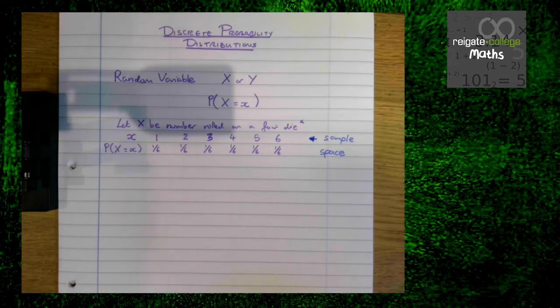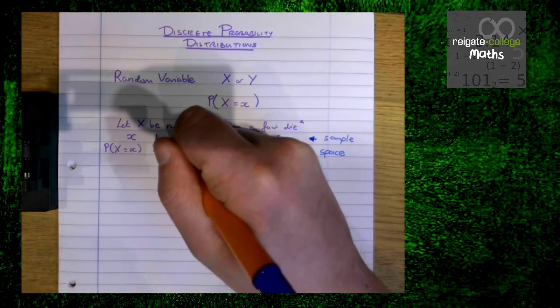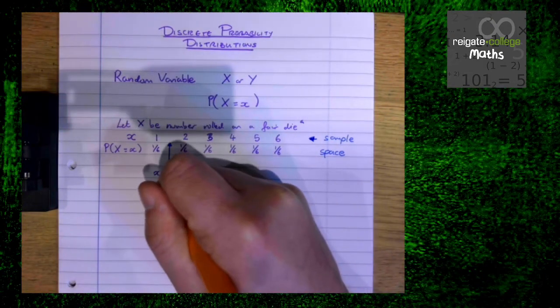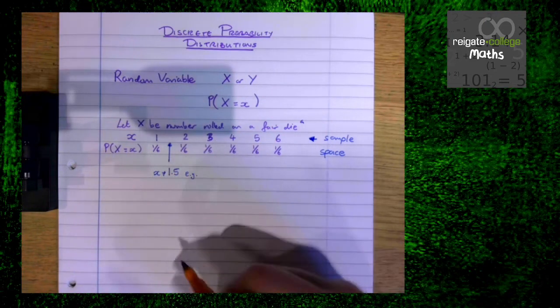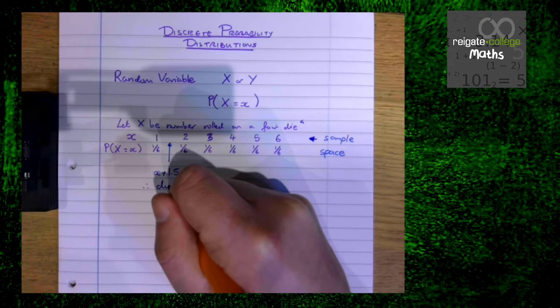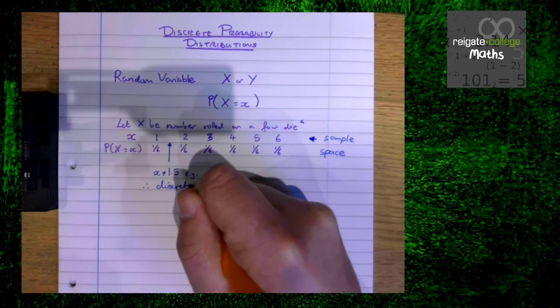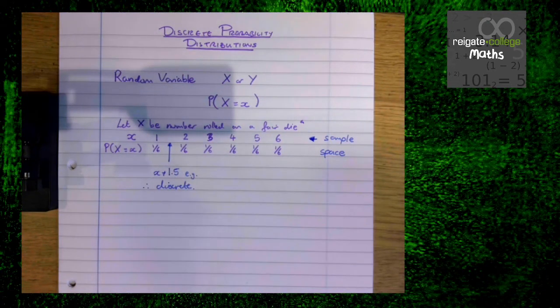As we said, this is discrete because you can't have 1.5, for example. So therefore it is discrete. In the second year, we look at a specific continuous distribution.